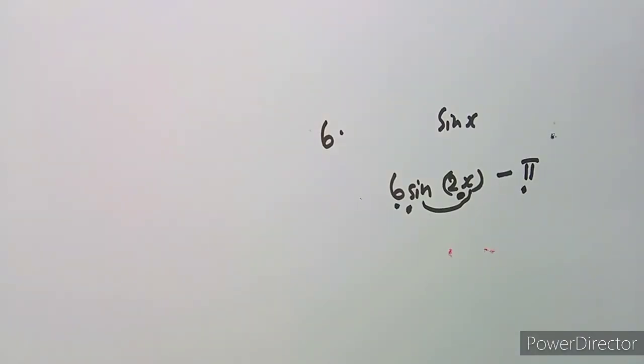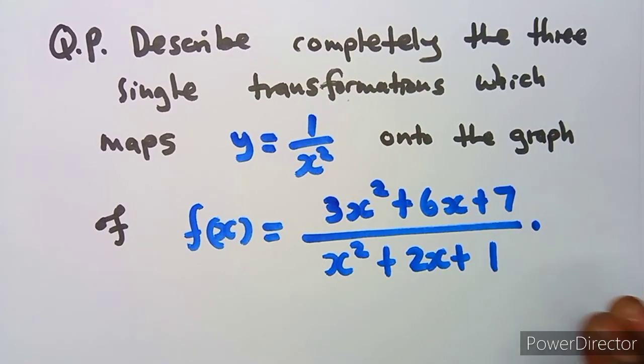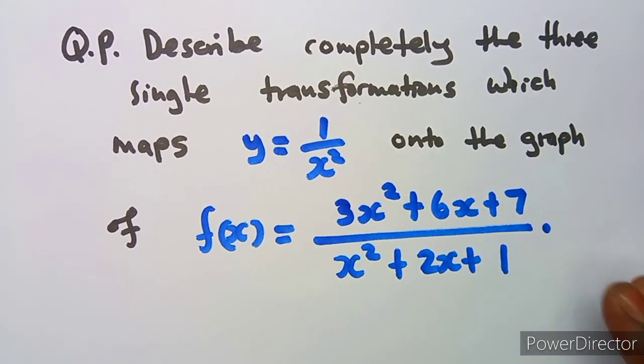You can just work on it as much as you can. What about this one, guys, which is going to be our last question? All I need is to explain it. This one we are given from one of the question papers. I'm just going to explain this one, where we are asked to describe completely the three single transformations which map y is equal to 1 over x squared onto that particular function that we have there.